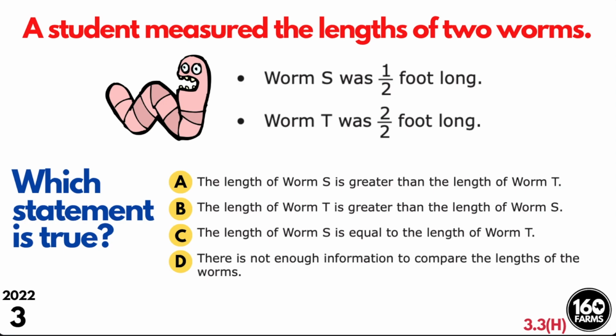Okay, number 3. A student measured the lengths of two worms. Worm S was 1/2 foot long. Worm T was 2/2 foot long. Which statement is true? We're going to compare fractions with like denominators, so they're already in the same terms.